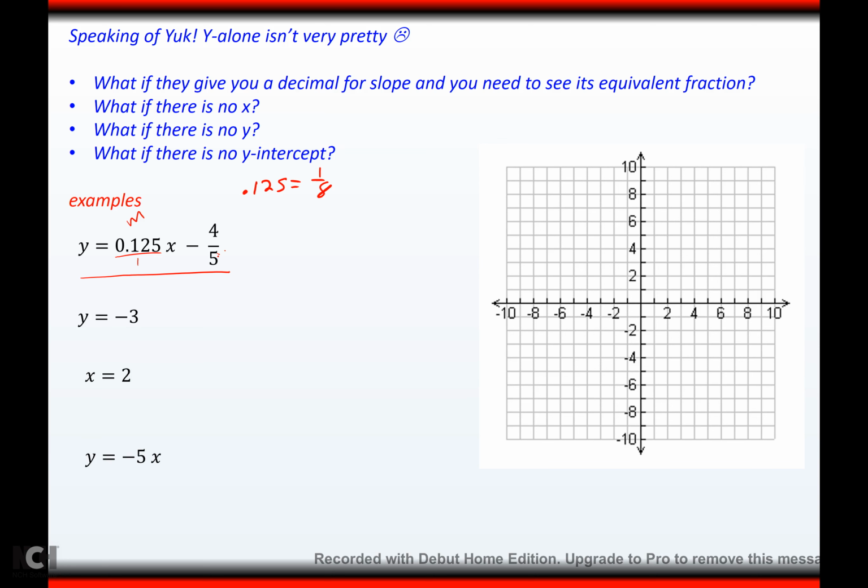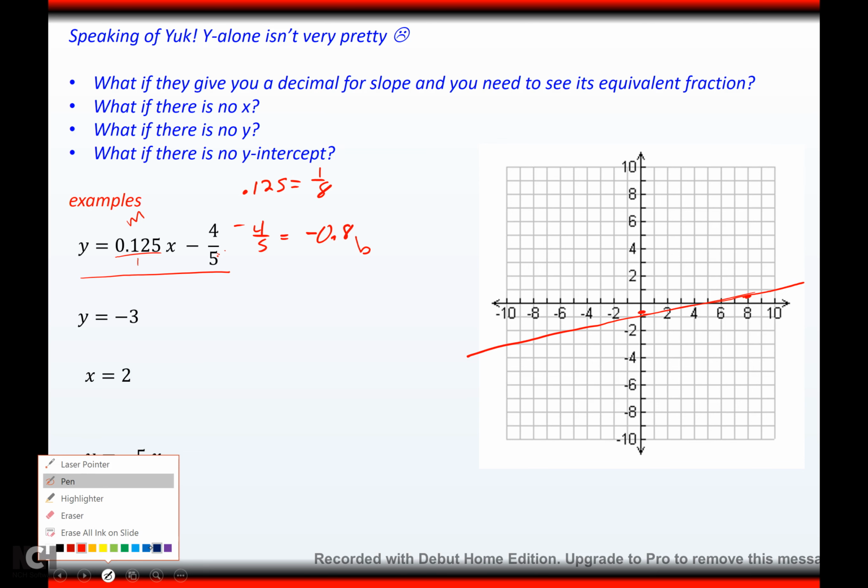And I want this to be a decimal. So if I type -4 divided by 5, I get -0.8. So there's my babe, -0.8, which is almost to -1. And the monkey says to go up 1 over 8. So that line would be about like that.